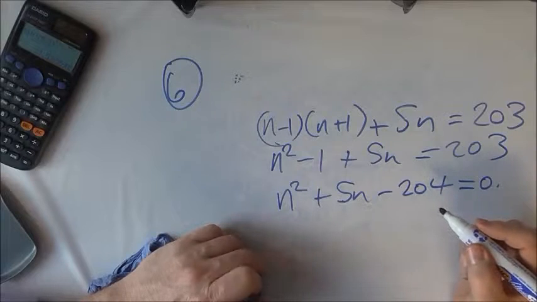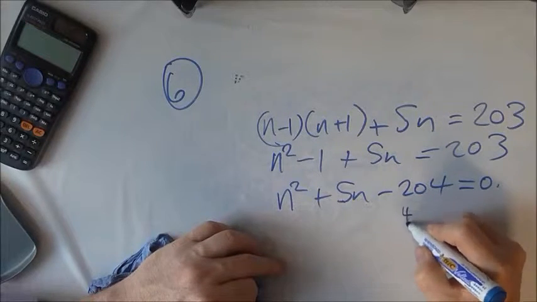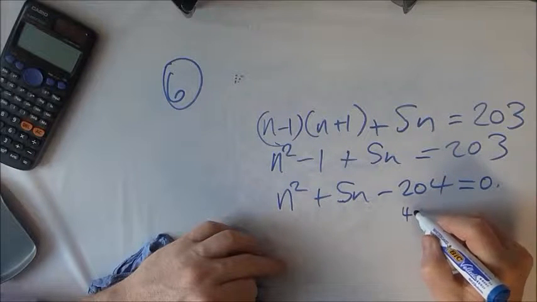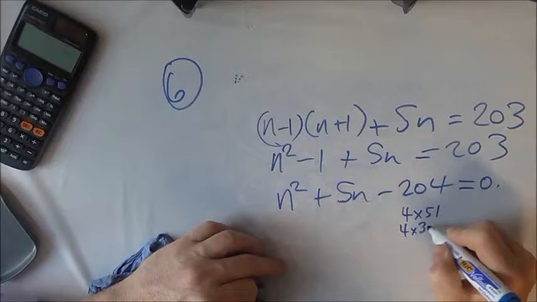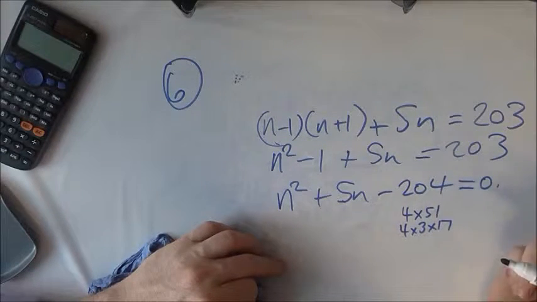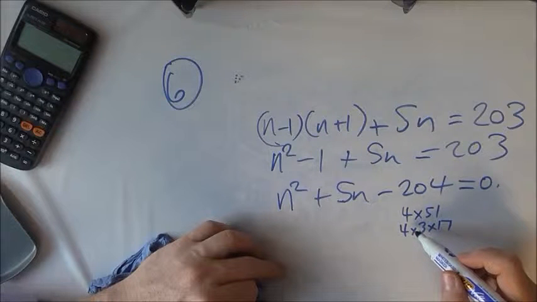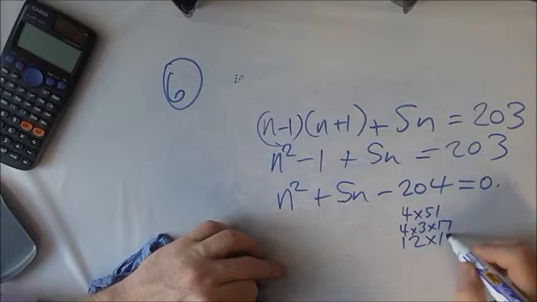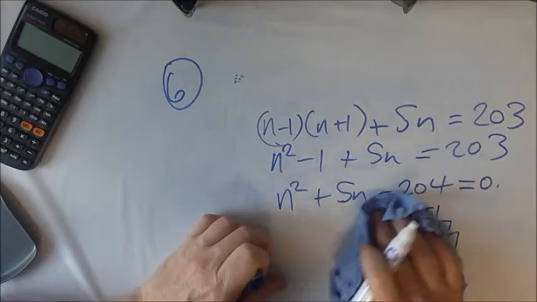Is it worth trying to factorize that? Because factorizing is certainly one way you can solve a quadratic. I'm just going to prime factorize this. That's 4 times 51, which is 4 times 3 times 17. Oh yeah, that's going to work. Because what I've just discovered is that 204 is 12 times 17. That's classic use of the prime factorization strategy to handle big numbers.